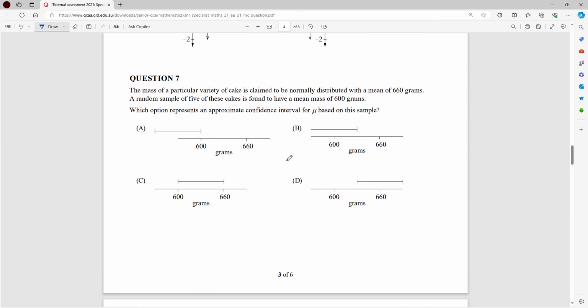So the mass of a particular variety of cakes is claimed to be normally distributed with a mean of 660 grams. A random sample of 5 cakes is found to have a mean mass of 600 grams. Which option best represents a confidence interval for mu based on this sample?